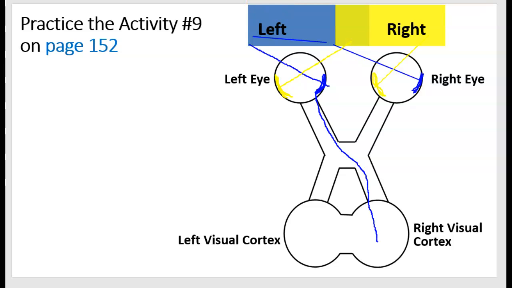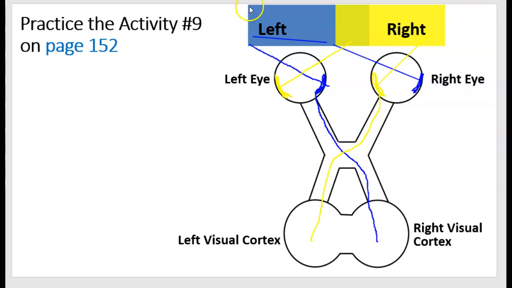And from the right field of view, we have visual information stimulating the medial part of the right eye, so that is going to cross over the optic chiasm to the left visual cortex. So again, from the right field of view, information entered the right eye, but it went to the left side of the brain.